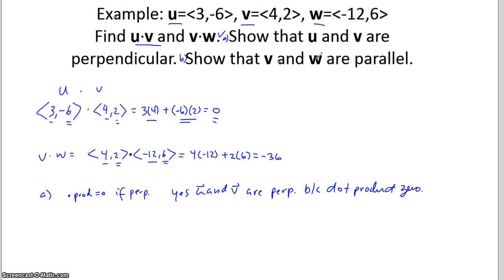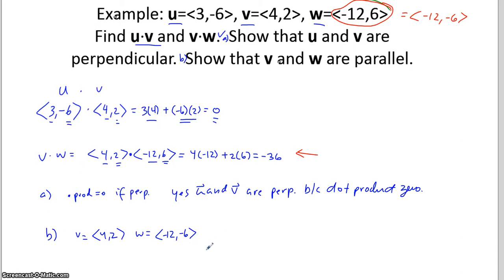Okay, for the second problem, I've just noticed that I have a typo in this example. This vector w should actually be negative 12, negative 6. I'm going to leave this example alone, even using the wrong w, but for part B, it's important to have the right w. So we want to show that v and w are parallel. v equals the 4, 2 vector, and w equals the negative 12, negative 6 vector.